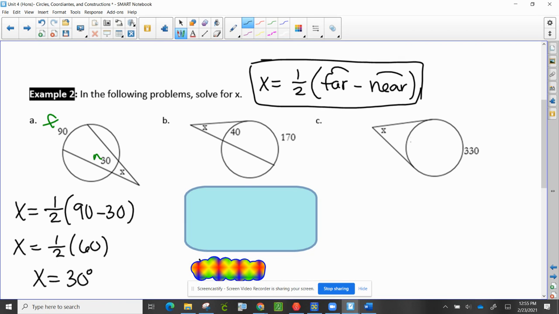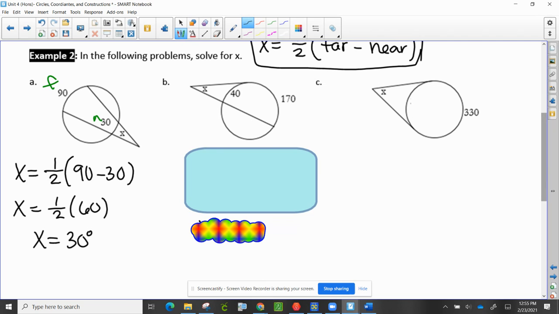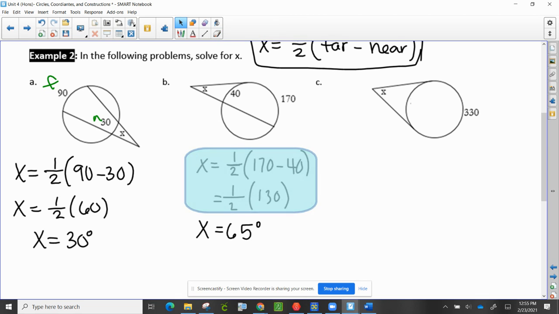Okay, so I'm going to have you guys try B here. It's going to be exactly the same as A. So you have X. You want to find the measure of X when the far arc is 170 and the near arc is 40. So go ahead and set that up and solve for X for me. Okay, if you did it correctly, I got that X was 65 degrees. Okay, and here's my work for that. So I took 1/2, 170 minus 40, did my order of operations, and got 65 degrees.